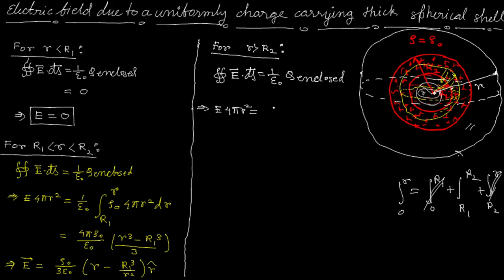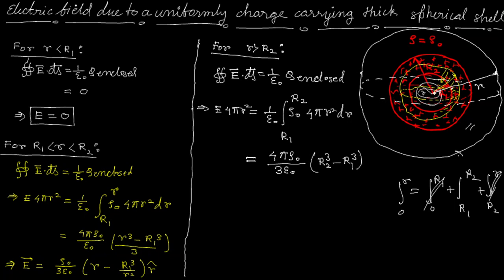So what will we write here? We'll write simply 1 by epsilon naught, and then volume charge density rho naught into 4 pi r square dr, and in this case the limit will be r1 to r2. After calculating this integration, what will we get? We'll get 4 pi rho naught divided by 3 epsilon naught, and then r2 cube minus r1 cube.